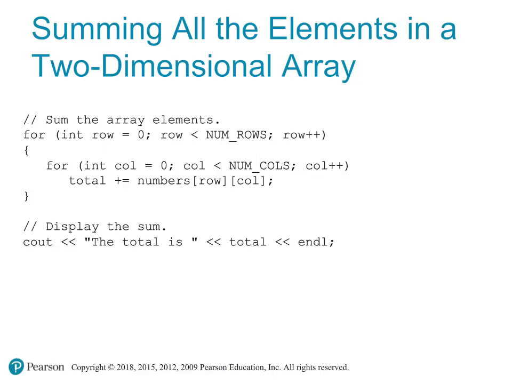The outer loop iterates through each row in the 2D array. Nested within the outer loop, the inner loop goes through each column in the current row. Inside the nested loop, we access the current element with numbers[row][col], and add its value to our accumulator variable total. After both loops have completed, total will contain the sum of all elements in the 2D array. Then finally, we display the calculated sum using cout.